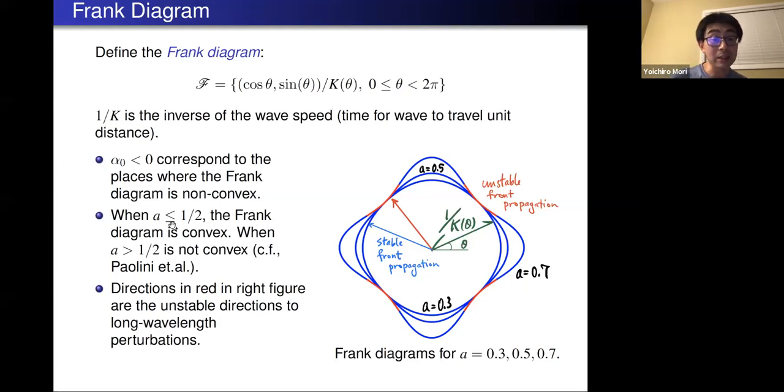And when A is smaller than or equal to 1/2, it turns out that the Frank diagram is convex, and therefore planar fronts are stable to long wavelength perturbations.